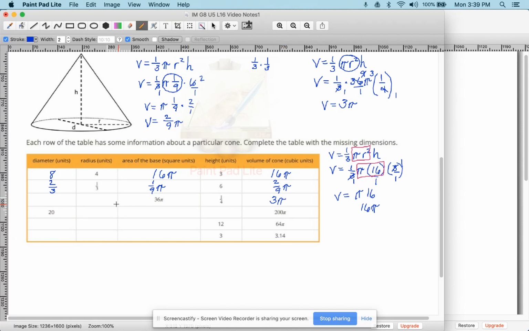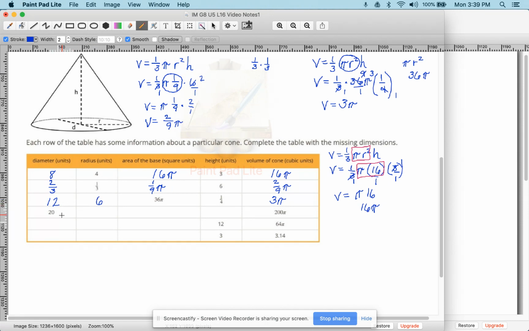And then they said, well, what is my radius? Well, I know that the area of the base is pi times radius squared, and they said it's 36 pi. So I need to find out what is the square root of 36, and that will give me what my radius is. The square root of 36 is 6, and I know that my diameter is twice the radius, which will be 12.